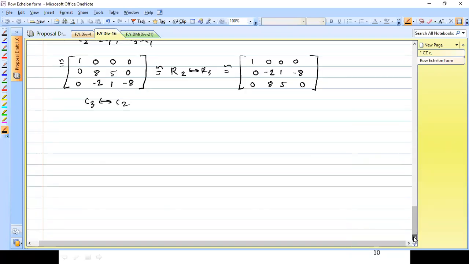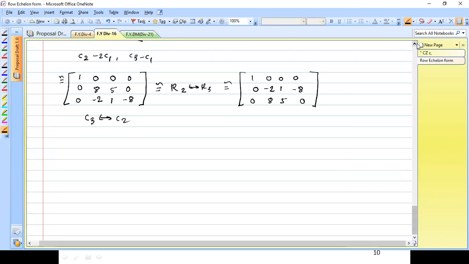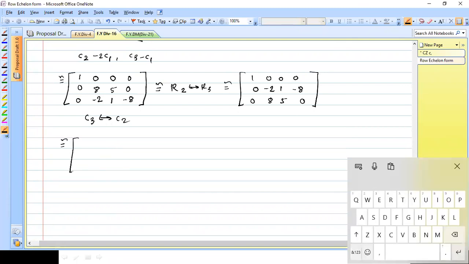Does everyone understand that? Or you can use any other approach. If you want to divide by 8, it's okay. If you want to change R2 minus R1 divided by -2, it is also okay. It totally depends on you. If I change C3 to C2, C1 remains as it is. C2 comes in the place of C3 and C3 comes in the place of C2. So 1 and 5 remain here, and then 0 -2 8 remain. C4 is as it is, 0 -8 0. Am I correct? Yes.